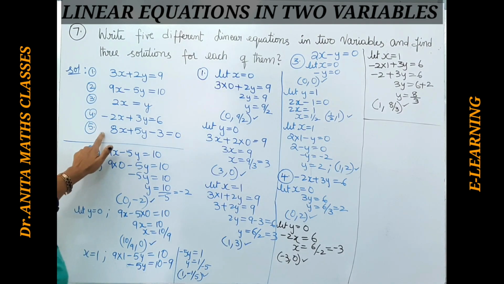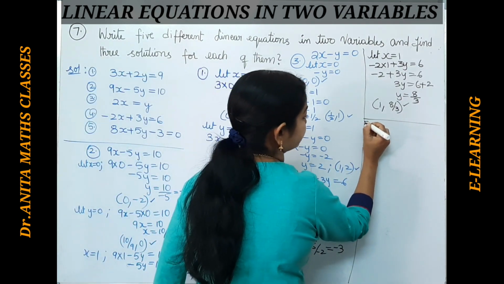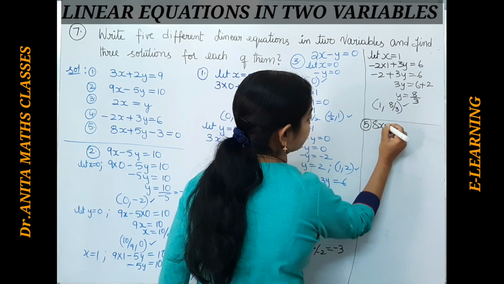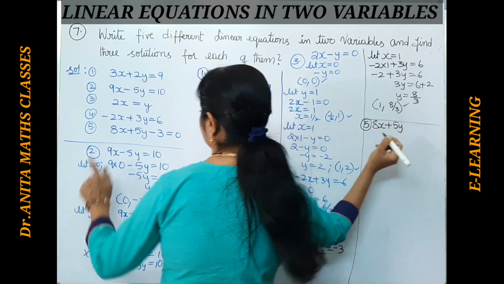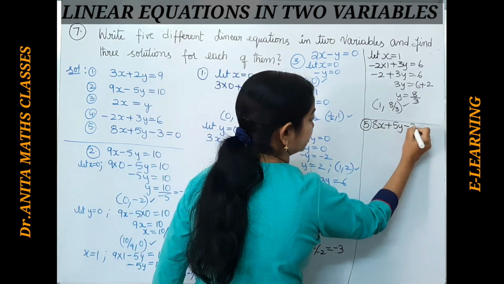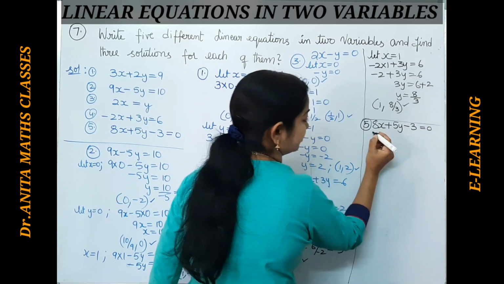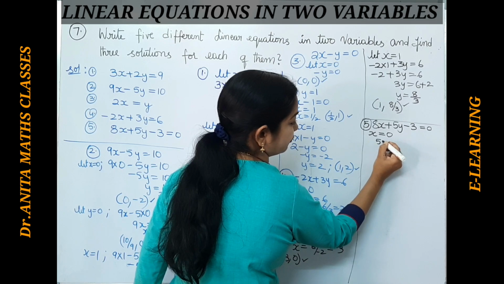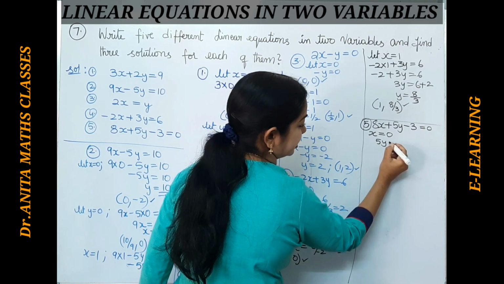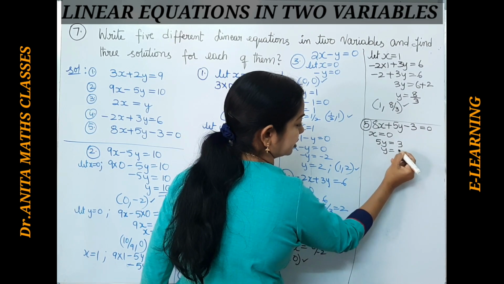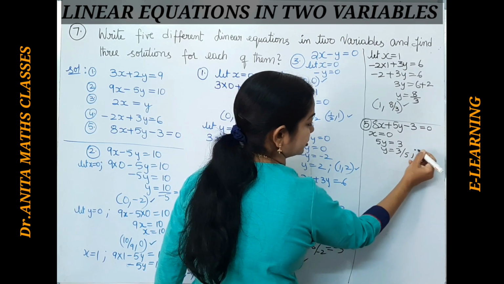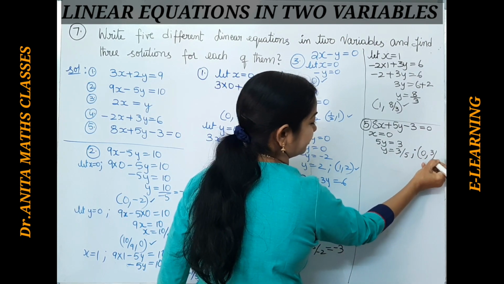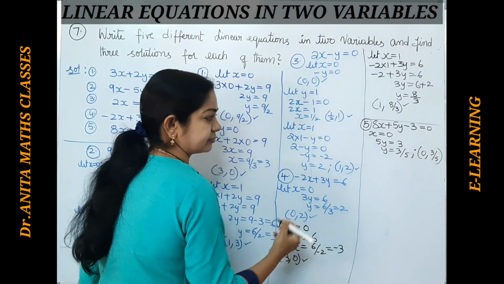Now the last one, 8x plus 5y minus 3 equal to 0. So we will apply x equal to 0 first. So this becomes 0. So 5y, if you shift this other side, becomes 3, y equal to 3 by 5. So the solution is 0, 3 by 5. This is the first one.